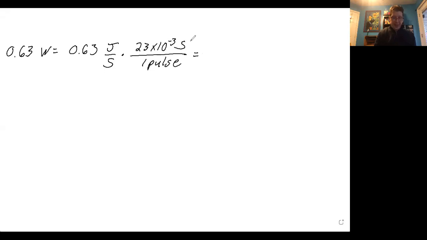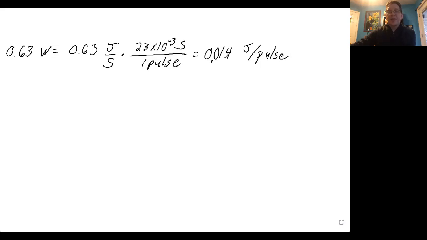So that's 0.63 times 23 times 10 to the minus 3. And that gives you 0.014 joules per pulse, excuse me, 0.014 joules per pulse. So that's how much energy can be deposited per pulse. And then how many photons does each pulse contain?